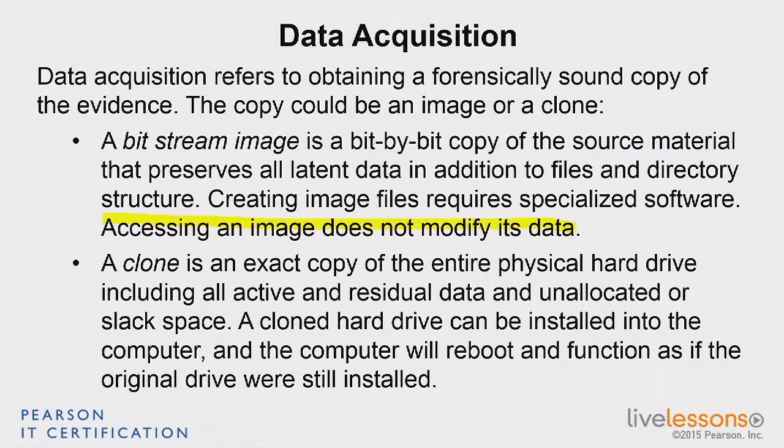A clone is an exact copy of an entire hard drive, including all active and residual data and unallocated or slack space. A cloned hard drive can be installed into a computer, and the computer will reboot and function as if the original drive were still installed. So we have a bitstream image, which is a bit-by-bit copy, and we have a clone, which is an exact copy of the entire physical hard drive, which includes the active and residual, unallocated, and slack space.